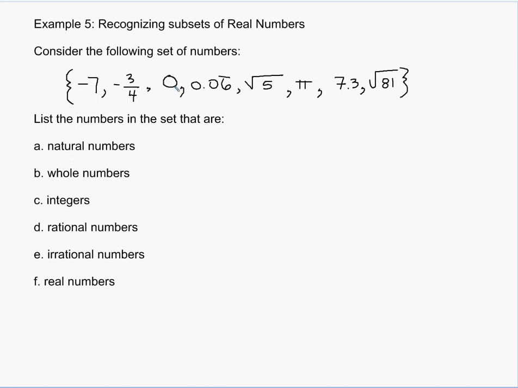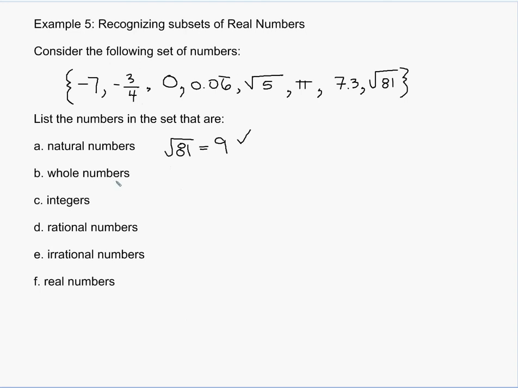Now, looking at our number set here, the only natural number or counting number that I can find is square root of 81. And you might be thinking, oh, square root of 81, that seems a little bit odd to be a natural number. But when you consider that the square root of 81 is actually 9, then you think, well, 9 is a counting number, so square root of 81 is a natural number. That's the only one in the set.